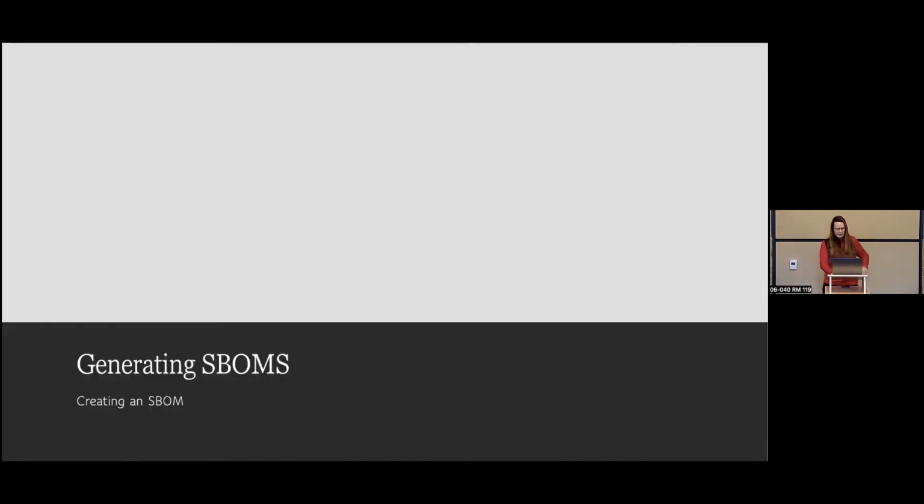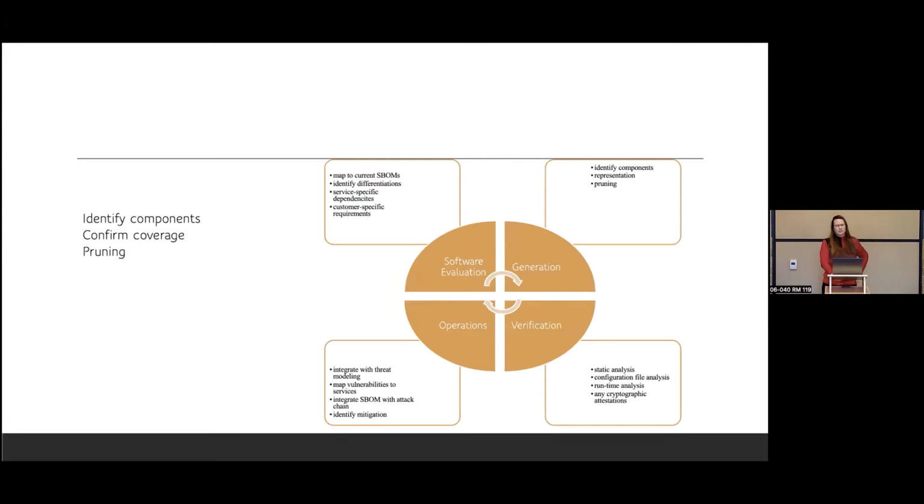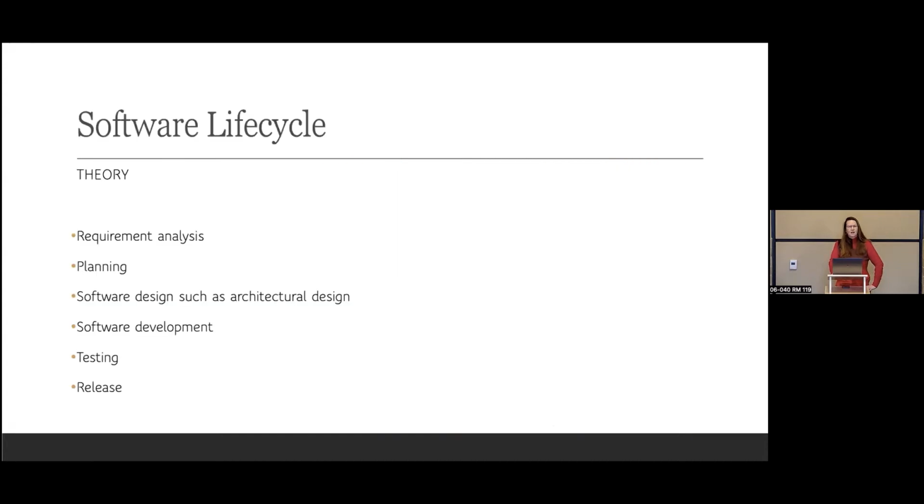Where does it fit in the ecosystem and how do we generate it? How do you generate them? Well, you have to identify components. That sounds easy, right? You confirm the coverage, what could possibly go wrong there, and you prune it if it's not used. And the software lifecycle in theory is very clean.